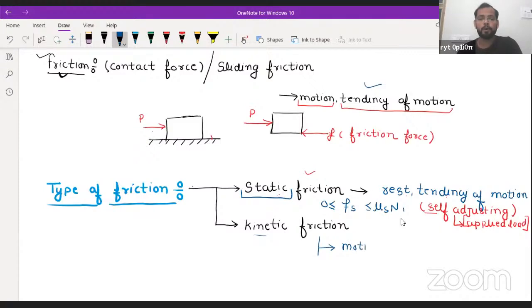Whenever the body is in motion, in that condition the resistance offered by the surface to the body is known as the kinetic friction. And what about the magnitude? The magnitude of kinetic friction is constant, and its value is equal to μk into N. It is always constant in nature.